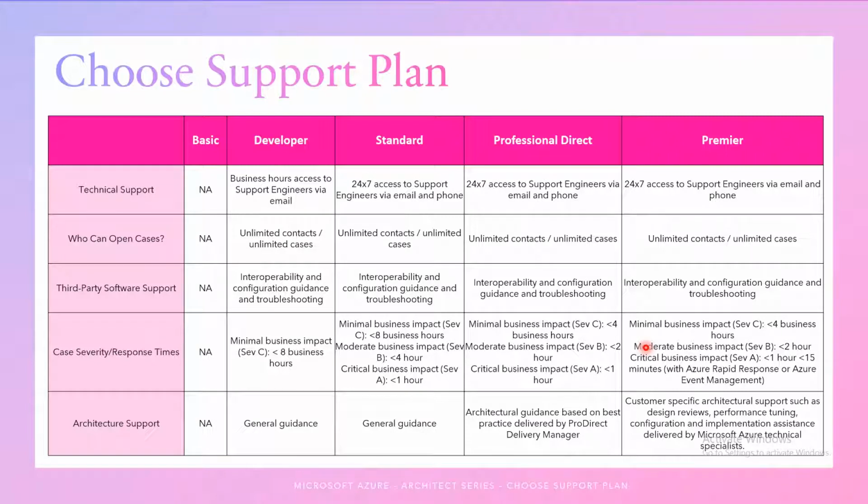When it comes to architectural support, not the technical one, but the general guidance, you get general guidance from the developer and the standard support plan. But if you want architectural guidance with best practices, then the professional direct delivery managers, which is a group of technical delivery managers, provide you architectural guidance. But in Premier or the unified support, you get more than architectural support. They will review your design, do performance tuning on your environment, and guide you with configuration and implementation.